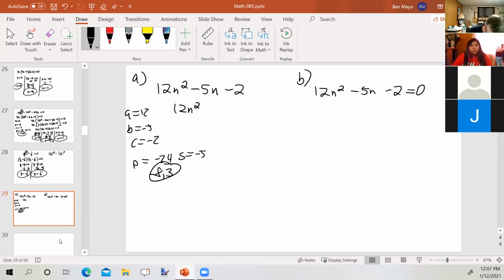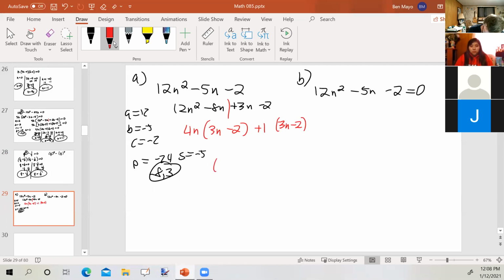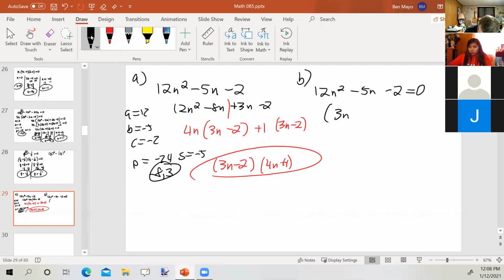So we get 12n squared minus 8n plus 3n minus 2. Okay. We're going to split it down the middle and we're going to get 4n, 3n minus 2, 3n minus 2 and a plus 1. So we get 3n minus 2 times 4n plus 1. And that's as far as we can go with that problem. We just had a trinomial. Okay, now part B, we have that same trinomial set equal to 0. So it would factor into the same two factors, but that's equal to 0. So I can take it further and solve it.